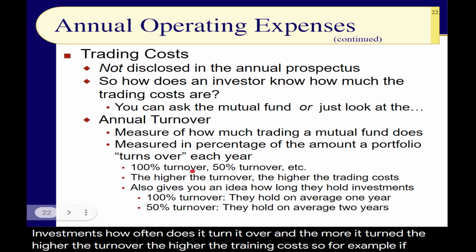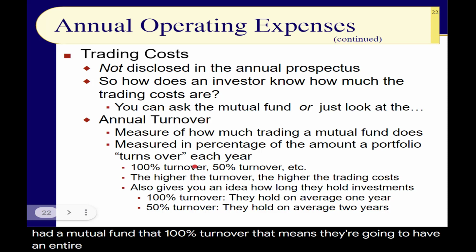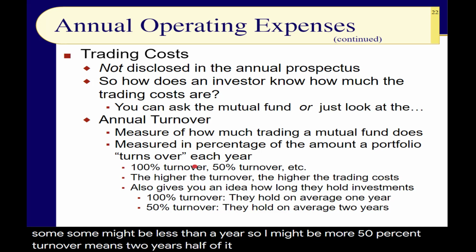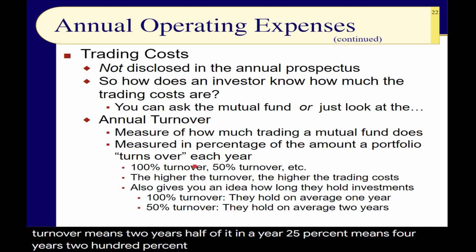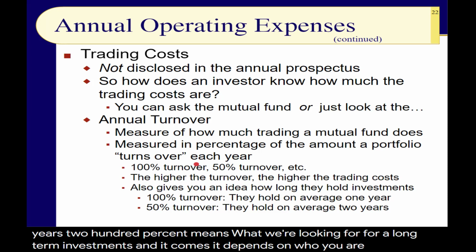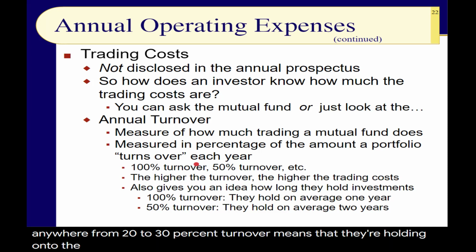So, for example, if you had a mutual fund with 100% turnover, that means they're going to have an entire new crop of investments every year. On average, some might be less in a year, some might be more. A 50% turnover means 2 years, half of it in a year. 25% means 4 years. 200% means 6 months. And so what we're looking for in long-term investments, and it depends on who you are, but anywhere from 20 to 30% turnover means that they're holding on to the stocks for maybe 3, 4, 5 years.